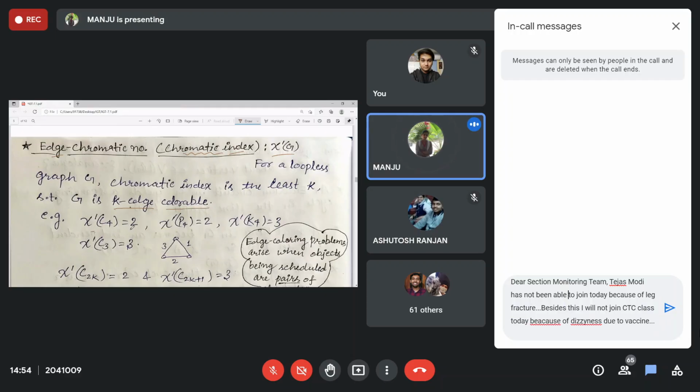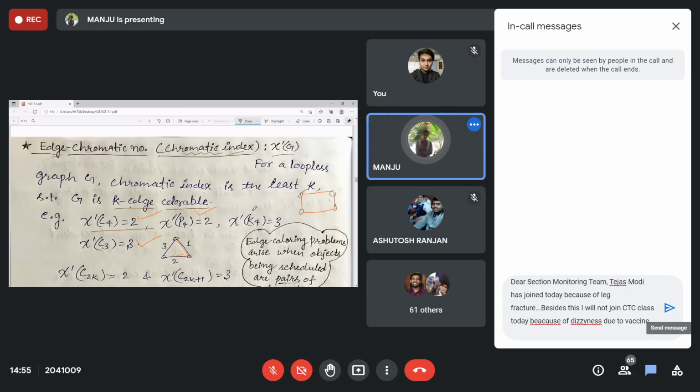For C4, alternatively, this one the same color, and some other color you can use to color these two edges, right? So minimum 2 for C4. For C3, you need 3: first color, second color, and third color. Clear?